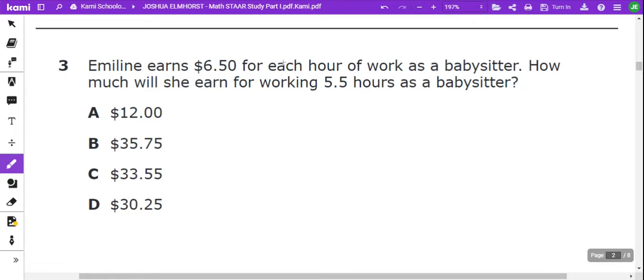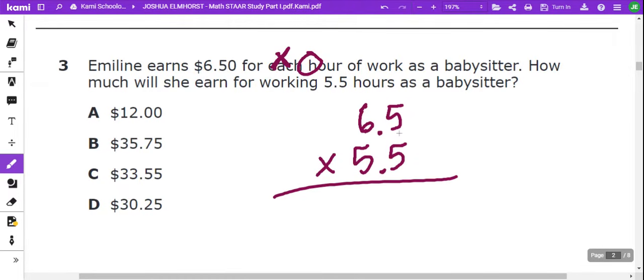Emmeline earned $6.50 for each hour of work. Each means we are multiplying: every hour, 6.5 times the hours. How much will she earn for working 5.5 hours? So this keyword means you're multiplying 6.5 times the hours.